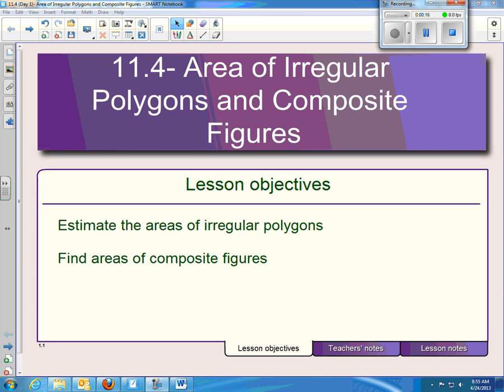So today we're going to estimate the area of irregular polygons, and we're going to talk about why it's estimating when we actually get into it. And we're going to find the areas of composite figures. Remember the word composite? Think about what that means. Composite, it's composed of multiple figures.